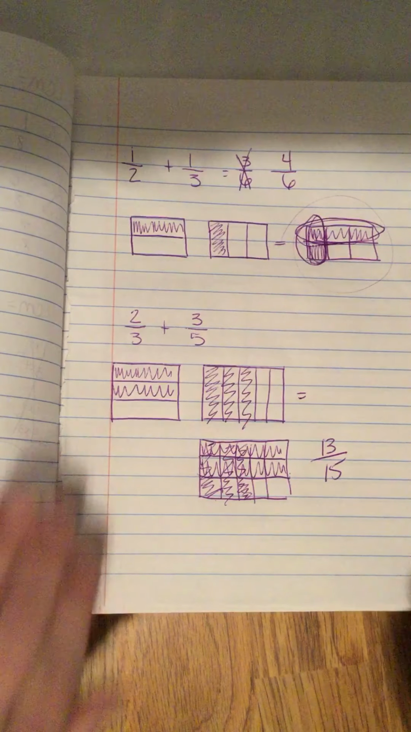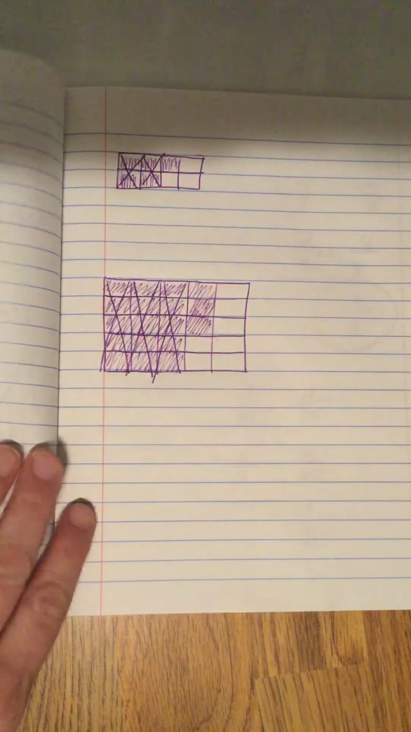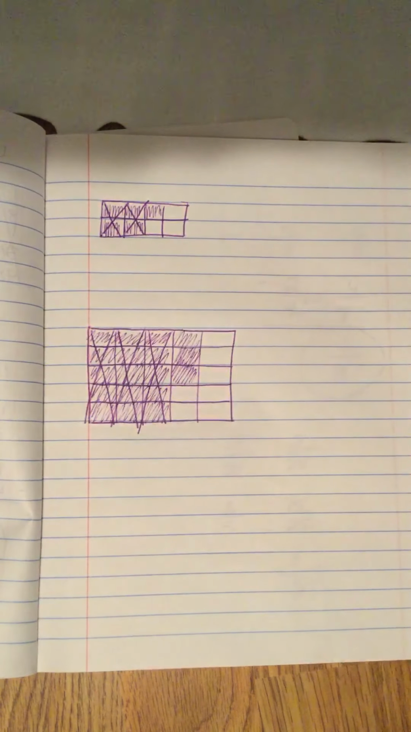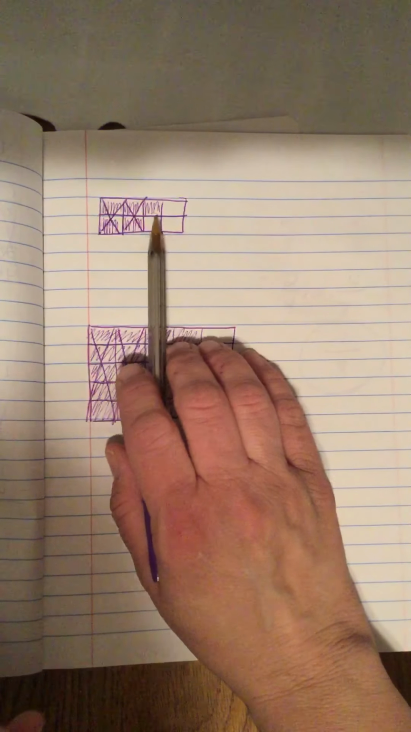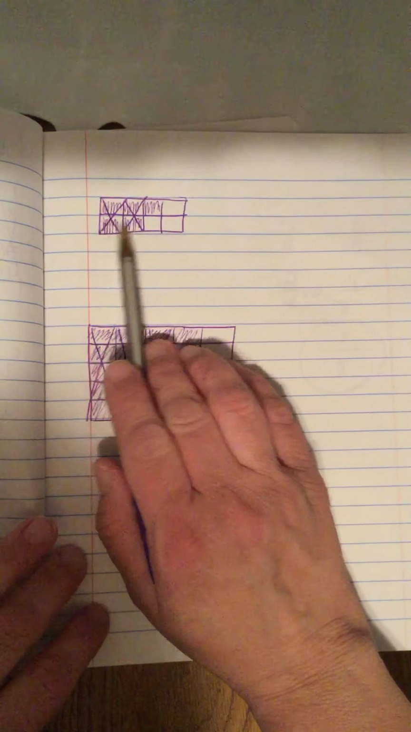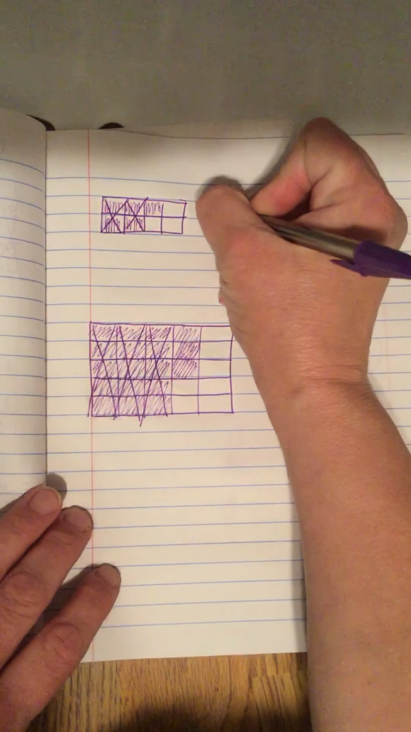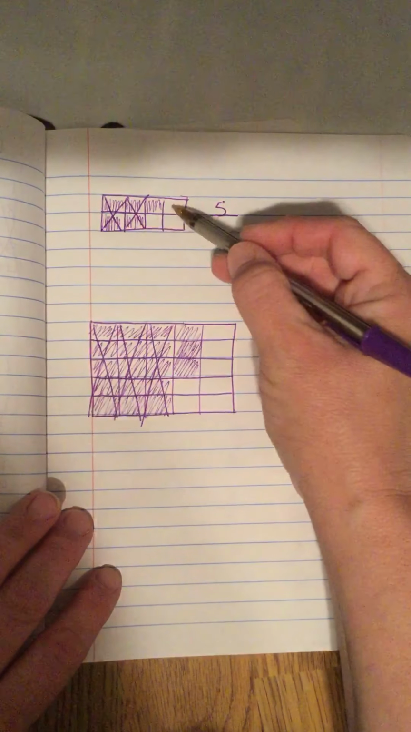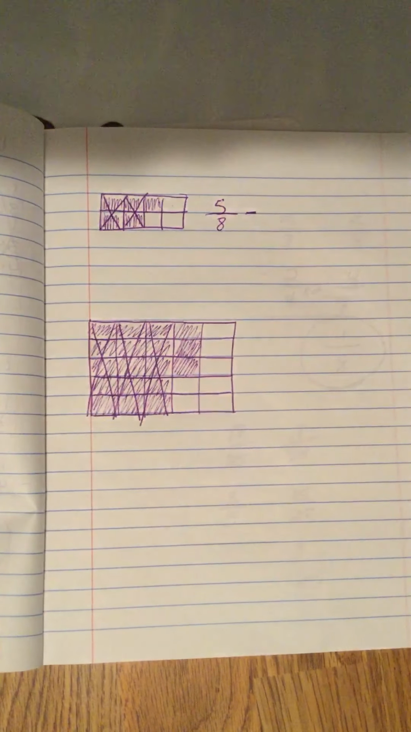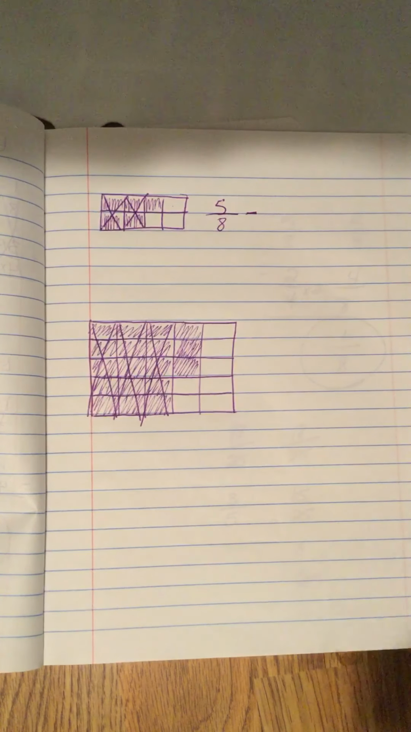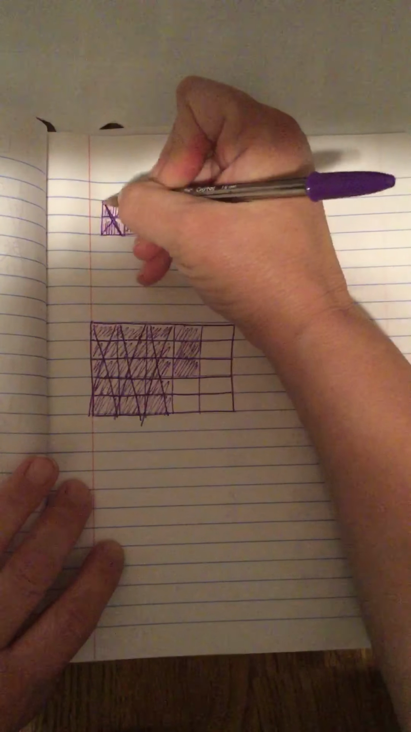Okay? All right, so now let's look at some subtraction. Subtraction is done a little differently. You have to be able to focus on the picture itself. So look at just the shaded pieces. I have 1, 2, 3, 4, 5 shaded out of 6, 7, 8. So I have 5 out of 8 shaded. And then we're going to take and we're going to subtract this.